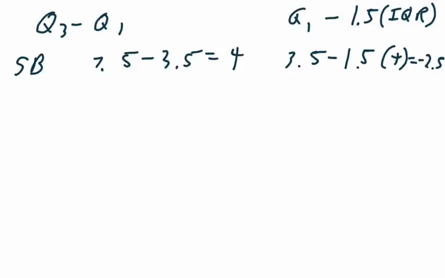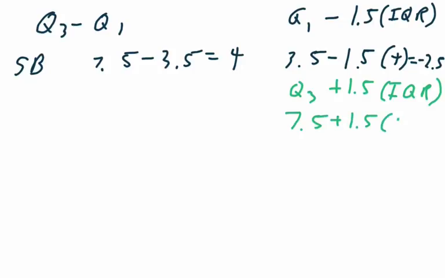Now obviously we don't have a number less than that, because the smallest number is 0. And now I'm going to do Q3 plus 1.5 times the IQR, which is 7.5 plus 1.5 times 4, which equals 13.5. Since 12 is the highest number, there are no outliers for Stony Brook.